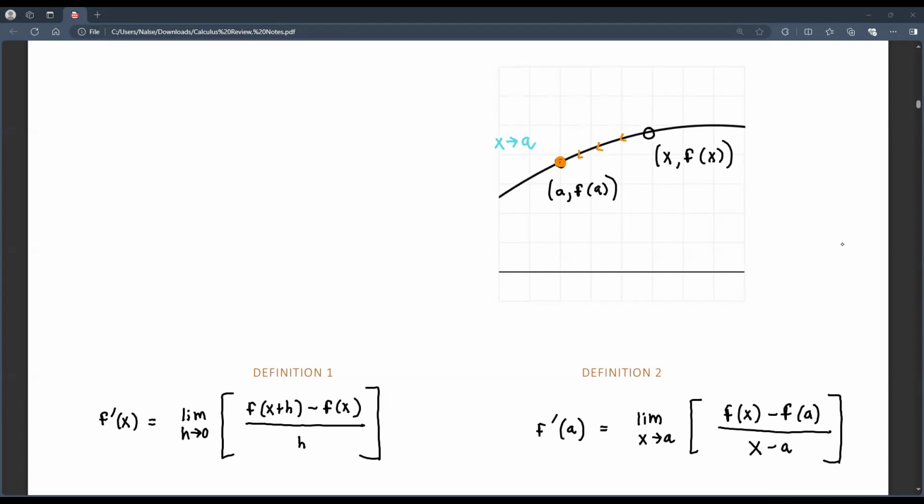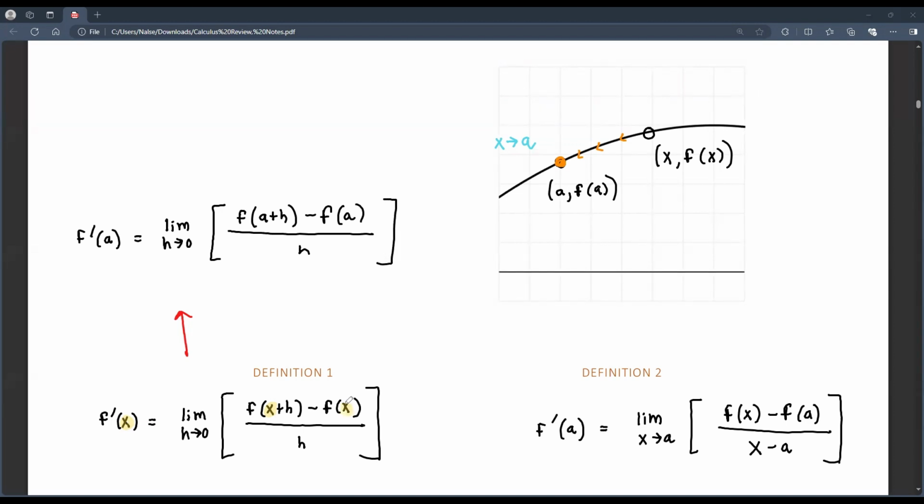Still, it is fair game on the AP exam in May. You might also see definition 1 used with a value of x already plugged in, like when x equals a. This would also amount to f prime of a, or the derivative of f when x equals a. As we move forward, we will use definition 1 to find derivative functions.